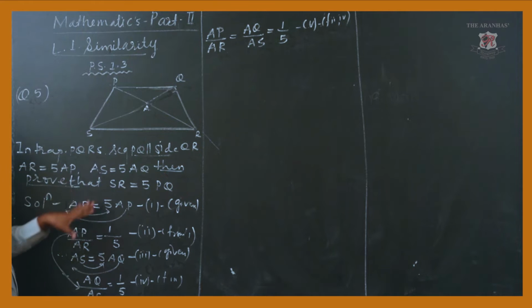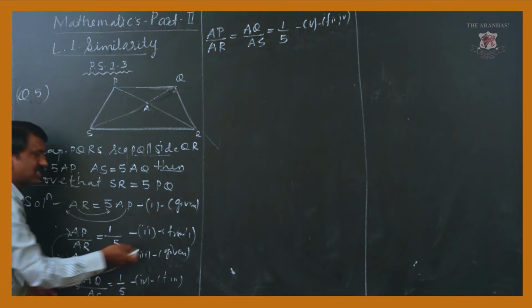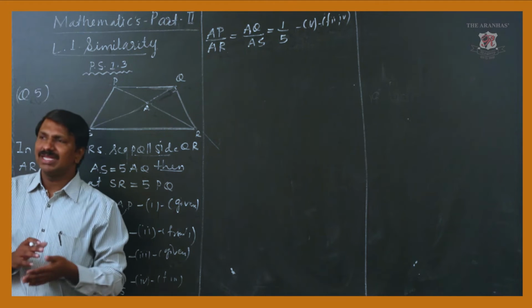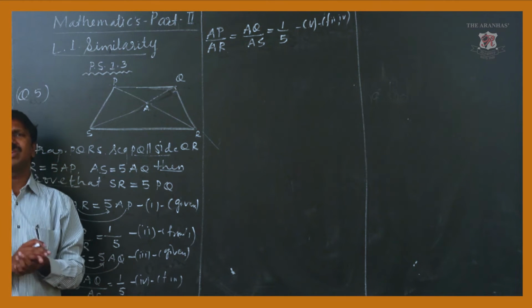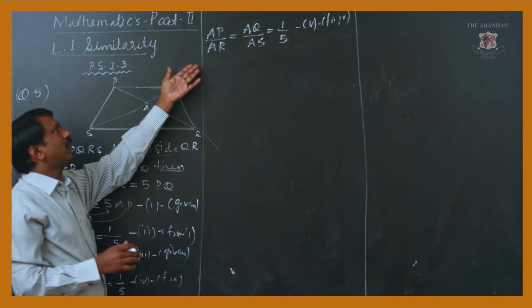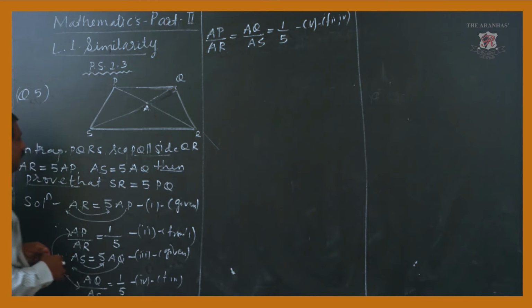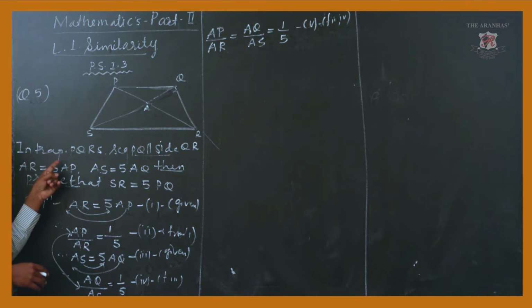So listen, when we started to solve this example, we didn't do anything new. Whatever is given is just the given: they told us how many times one segment is to the other. Instead of that, we discussed the relation between them. So according to that we get AP upon AR equals AQ upon AS equals 1 upon 5. Now at the starting it is written in the trapezium.